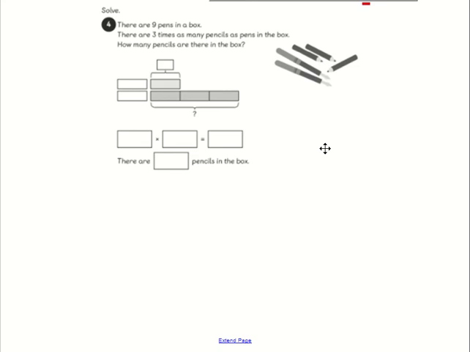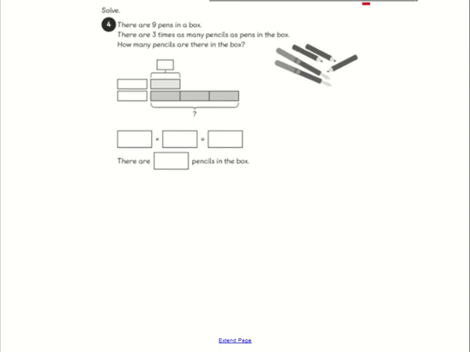Now remember, bar models represent the question. They don't necessarily tell us the answer. So what I want you to do is think about, what does this bar represent? And what do these 3 bars represent? Are they pens or are they pencils? Have a think now, please.